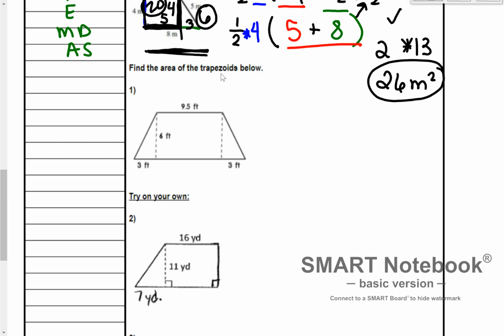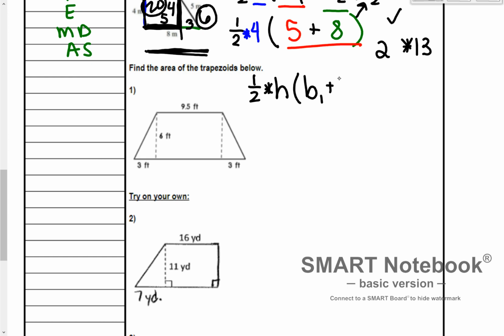Okay, so I would have my formula as my first step, and I'm just going to erase this because I kind of went into the space for it. So 1/2 times height of base 1 plus base 2. My height is 6. Base 1 is 9.5. Base 2, I don't know that distance, so I'm going to have to figure that out.